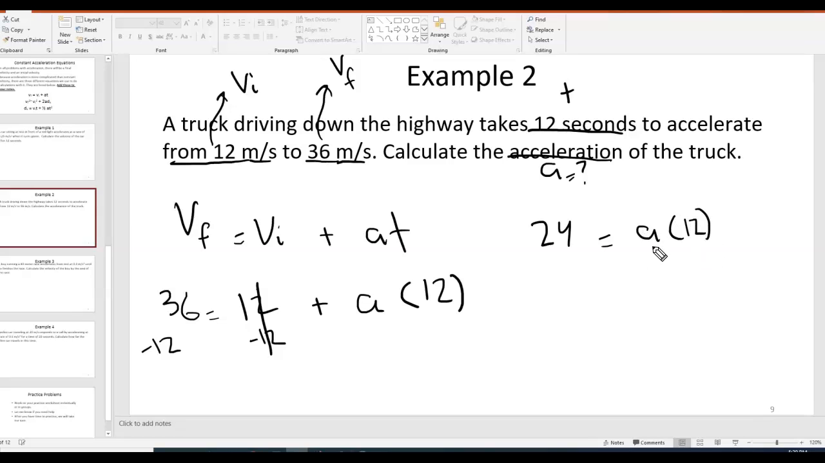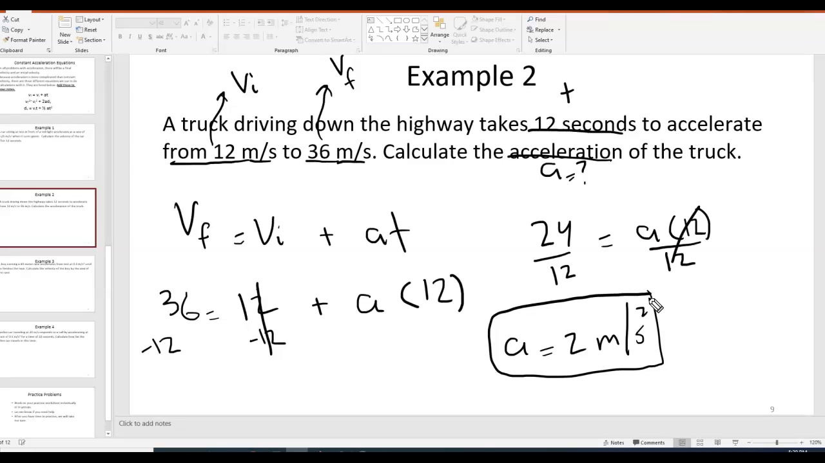I look here, I say A, what's happening to A? A is being multiplied by 12. I want to get A by itself, so I want to undo that multiplication. The opposite of multiply is divide. Instead of multiplying by 12, I need to divide by 12, but I need to do it equally on both sides. Okay, so divide by 12, divide by 12. So A is going to equal 24 divided by 12, which is 2 meters per second squared.